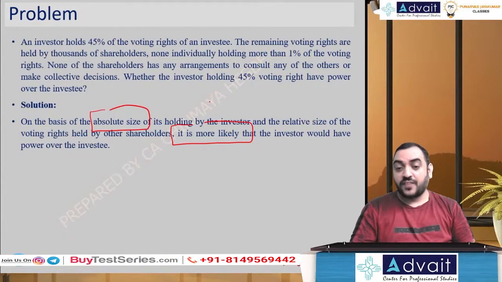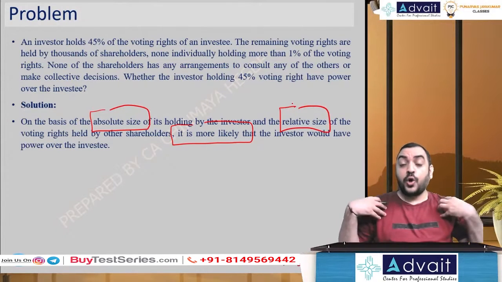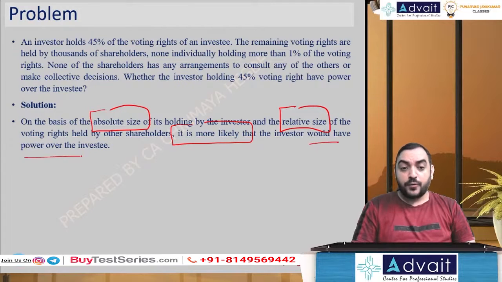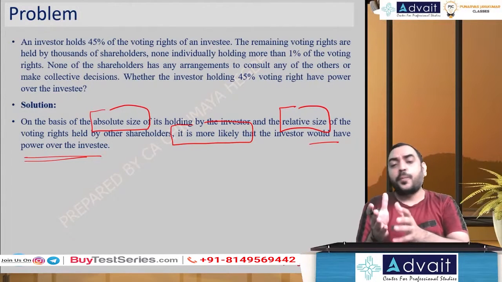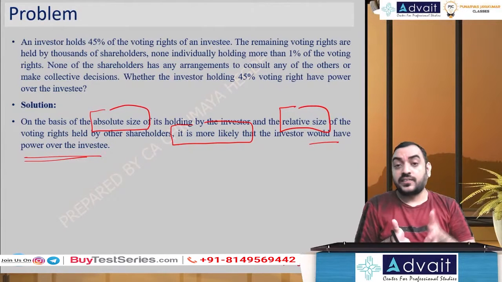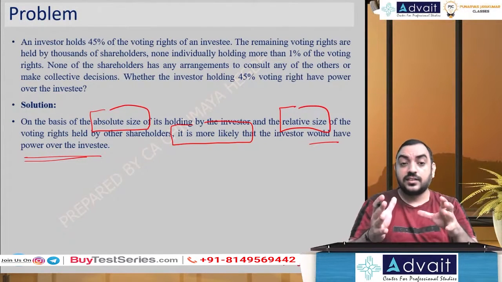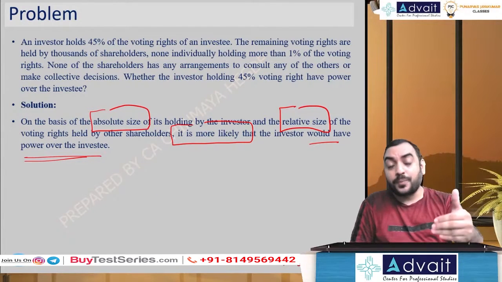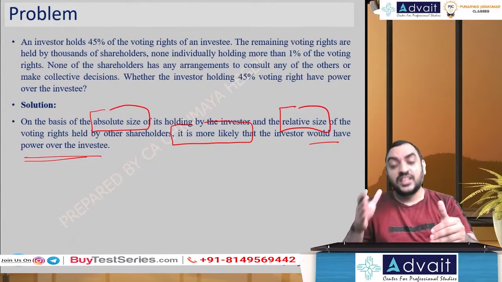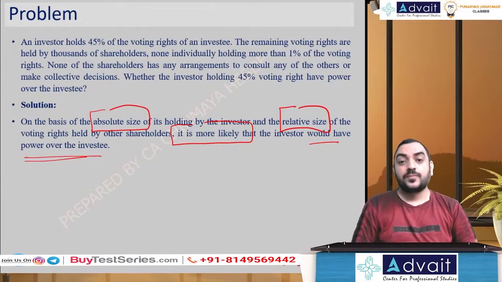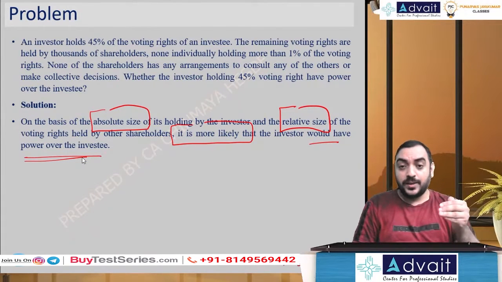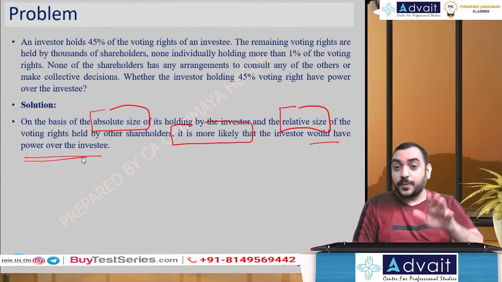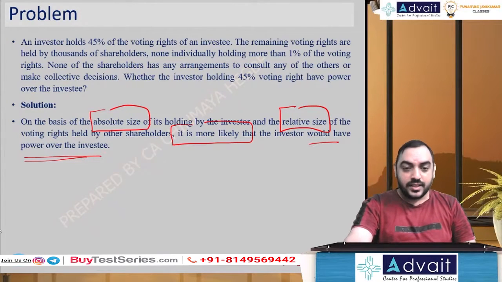Absolute size, 45% you're having. Relative size of others, less than 1%. You're having more, others are having less. Investor would have power over investee. Or you can say, it seems appropriate, it's reasonable to conclude. Use words like this: it seems appropriate, or it appears the investor has the power. It seems appropriate to consider the investor as having the power. It is reasonable to conclude that the investor with 45% has the power. Please use these terminologies: reasonable, seems, appropriate, so that you are not giving authoritative answers. At the same time, you are modest also in your answers. Anyway, let's go further.